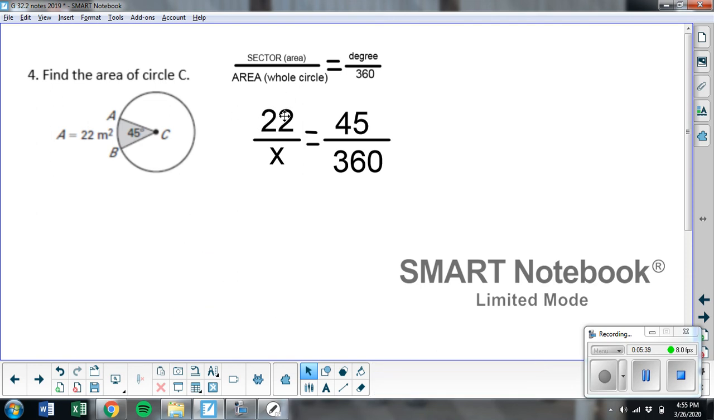So similar setup. Things are just, x is just in a different place. So we can go ahead and cross multiply and solve. Go ahead and do that on your own.